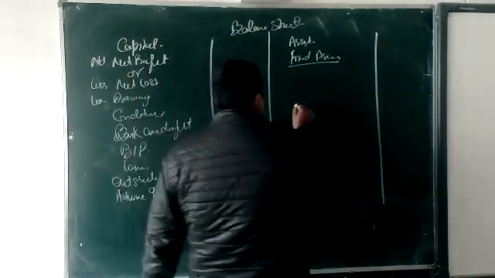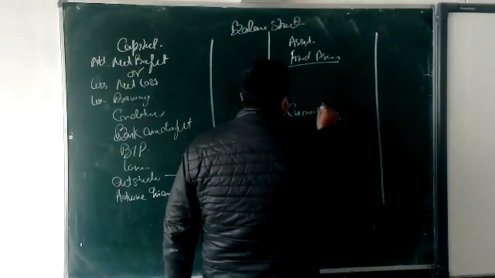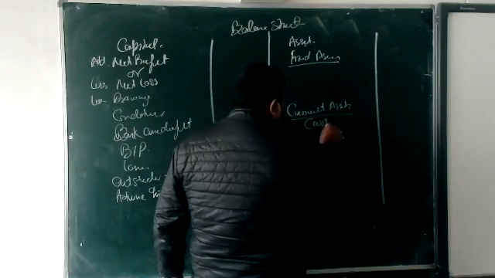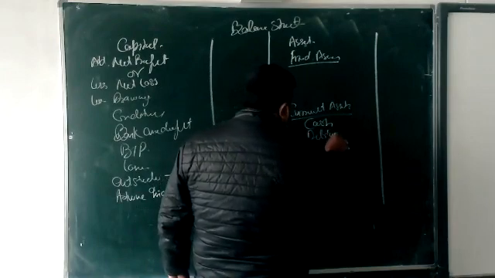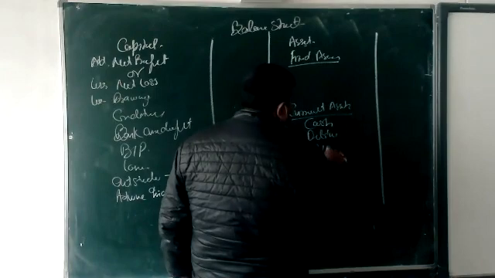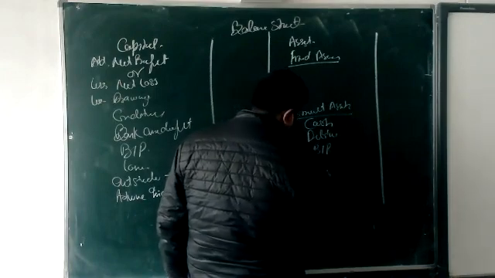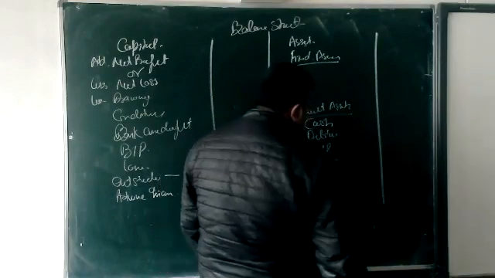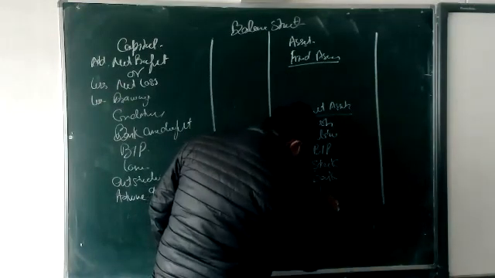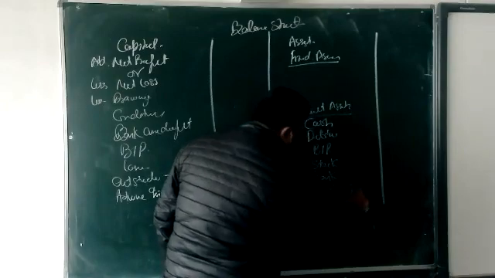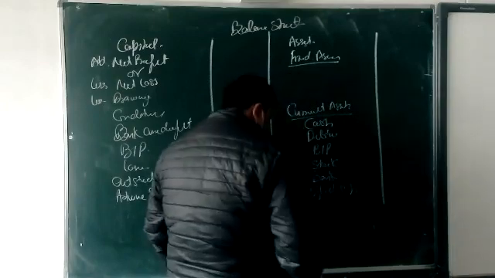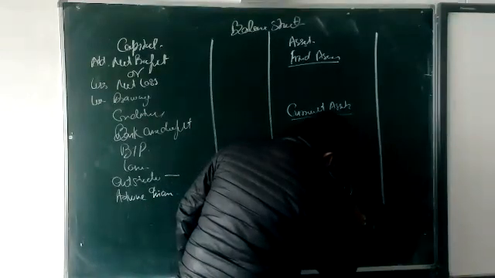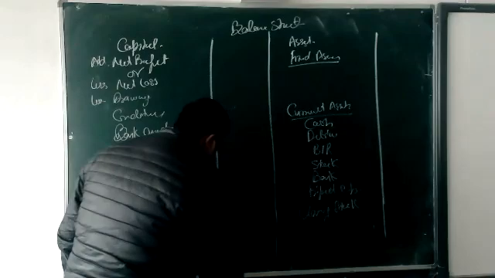And then current assets. In the current assets: cash, debtors, bill receivable, stock, bank, prepaid expense, and then closing stock. Okay, beta? These are what we are doing.